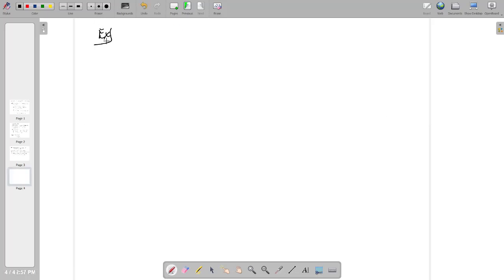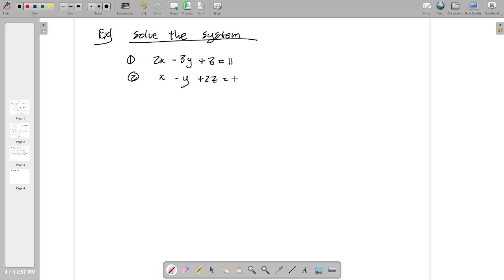Let's go ahead and do an example. Solve the system. Equation 1, 2x minus 3y plus z is equal to 11. 2, x minus y plus 2z is equal to 7. And 3, 2x plus y minus 3z is equal to 7 as well.